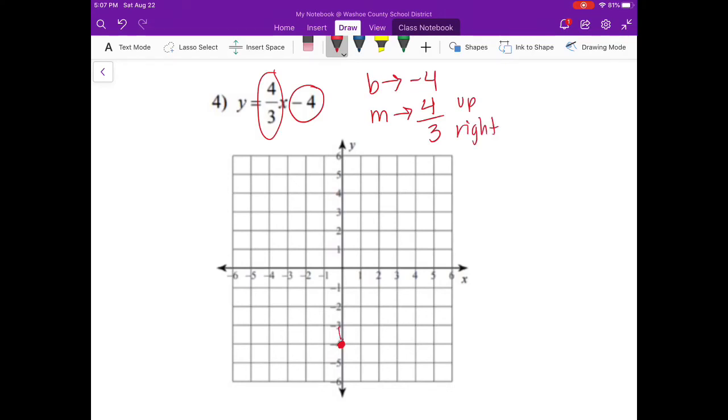So here we go. Up 1, 2, 3, 4, right 3, 1, 2, 3. There's my next point. Can do that again. 1, 2, 3, 4, 1, 2, 3. And those are enough points to sketch my graph.